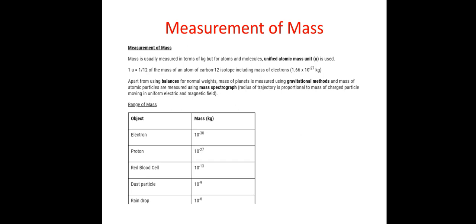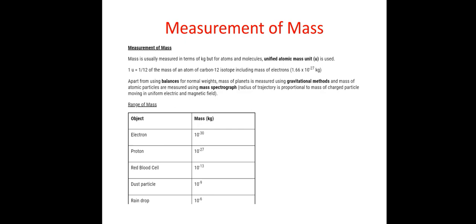So here is the measurement of mass. Mass is usually measured in kilograms, that we all know, but for atoms and molecules, the unified atomic mass unit is used. One unified atomic mass unit, 1 u, equals 1 by 12th of the mass of an atom of the carbon-12 isotope. That is 1.66 into 10 to the power minus 27 kg.